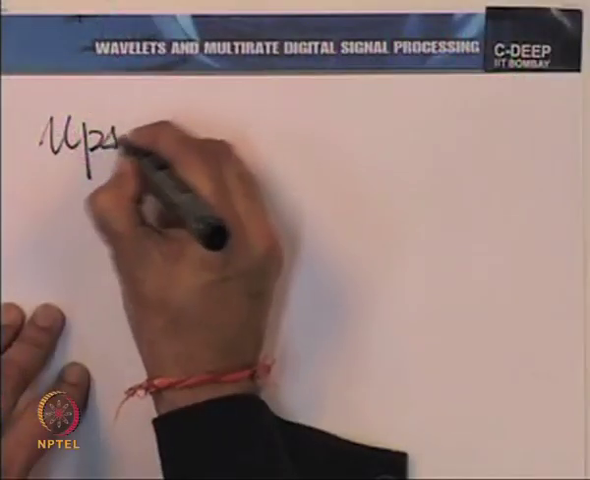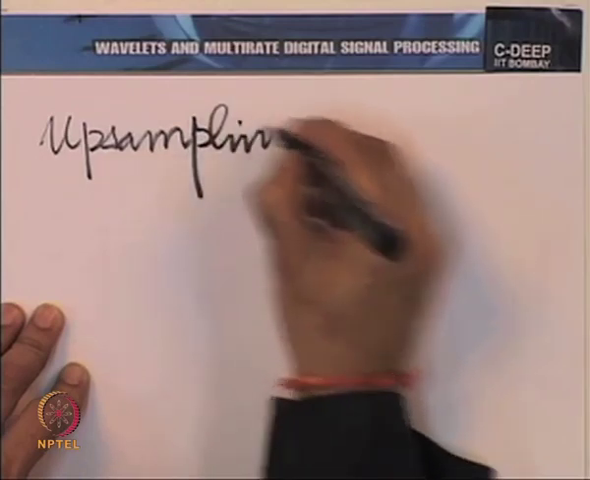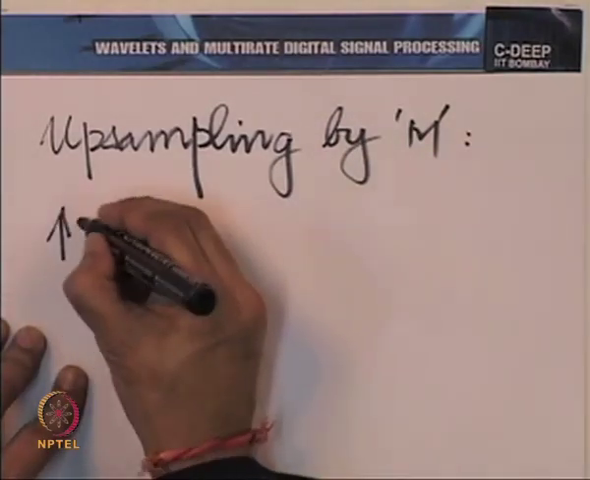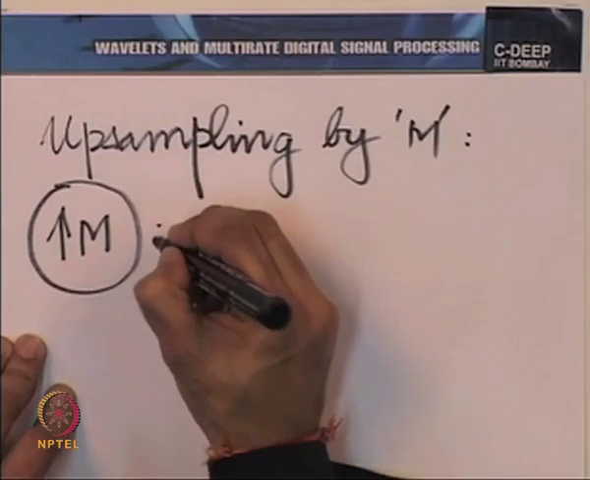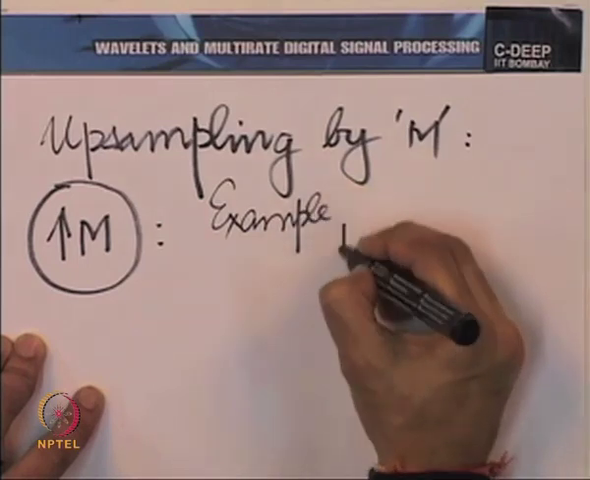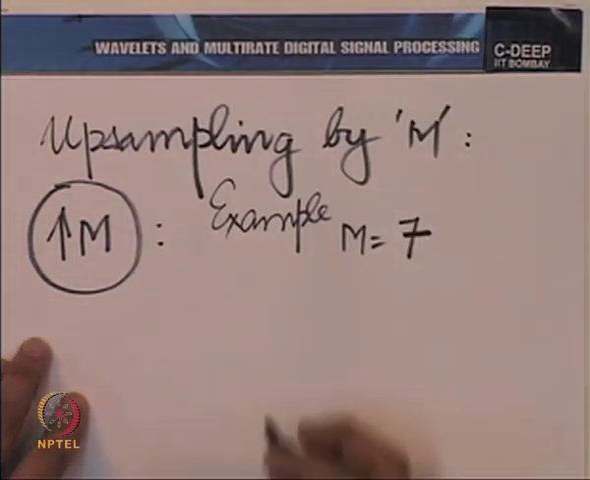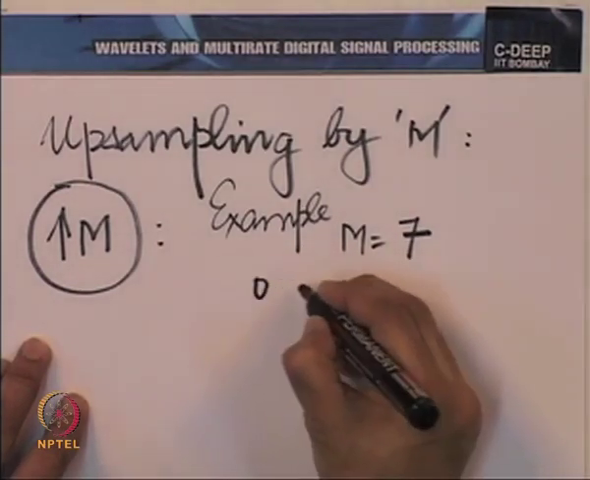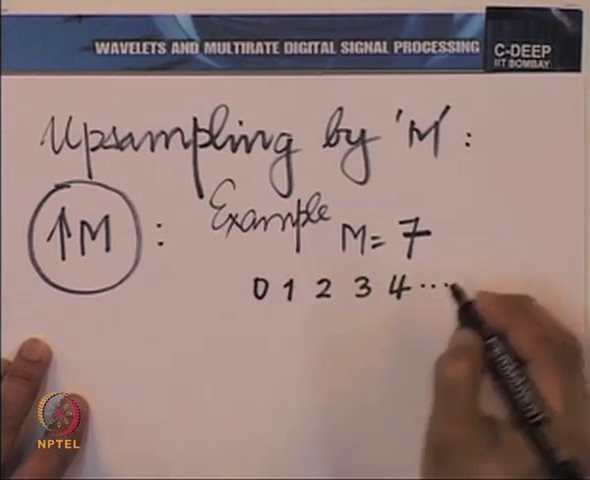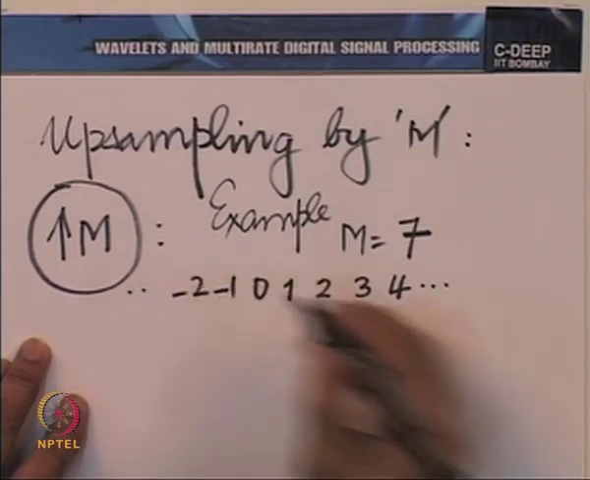In a similar way, we can generalize upsampling. So suppose we have upsampling by M, which we denote up arrow followed by M. And once again, for variety, let us take the example of M equal to 7. So you have the sequence with indices 0, 1, 2, 3, 4 and so on and so forth, and minus 1, minus 2, minus 3 and so on and so forth here.